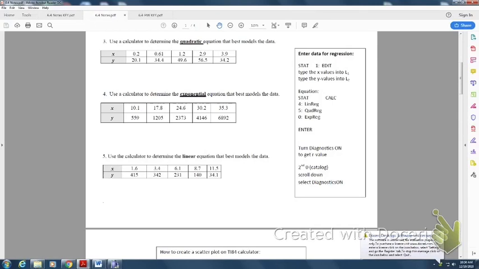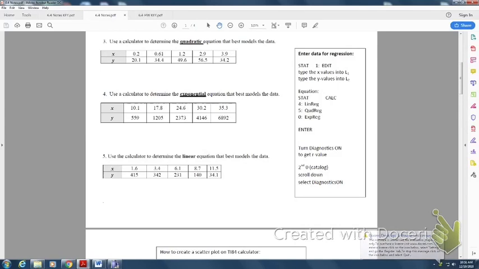You will not always be given that. A lot of times you'll just be asked to use the calculator to determine the equation that best models the data. And you'll have to figure out which one it is. But the big thing I need you to do is to turn the diagnostic on. And that's going to give us an R value. So to do that, and everybody follow me here.